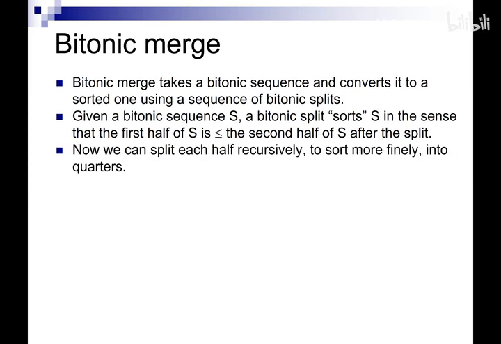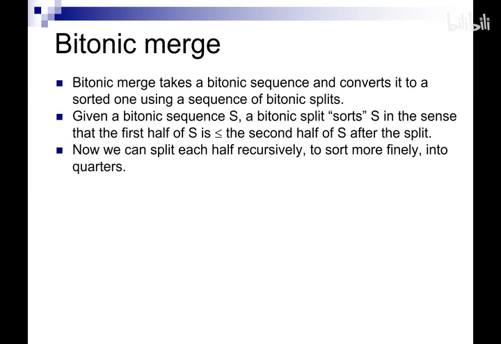Okay, so once you do this, you can take each of the halves of S, and we're guaranteed that each of the halves is also bitonic. That's the other property of the bitonic split: not only is the first half less than the second half, but both halves are also bitonic. So if both halves are bitonic, then we can apply the split again to both halves, and we get another kind of sorting of both halves.